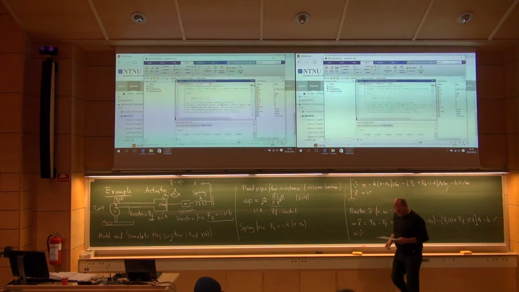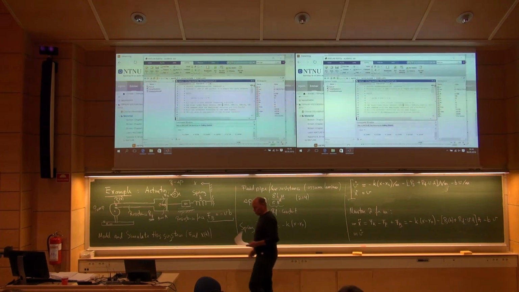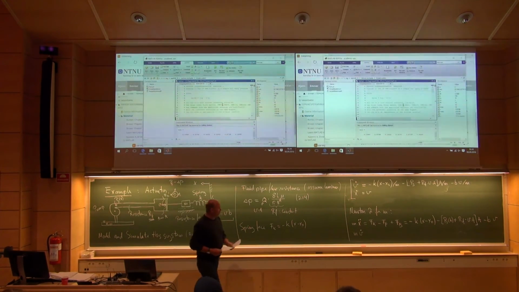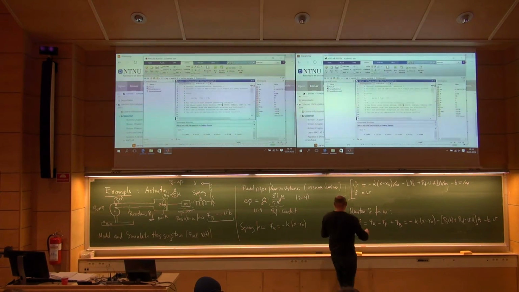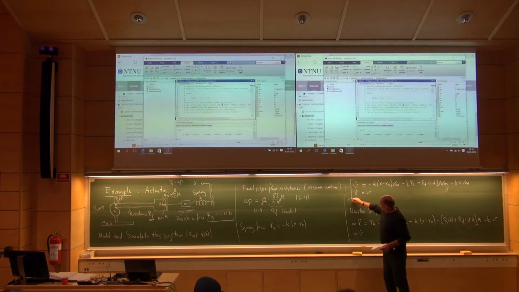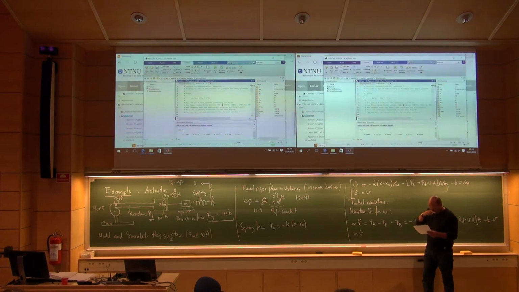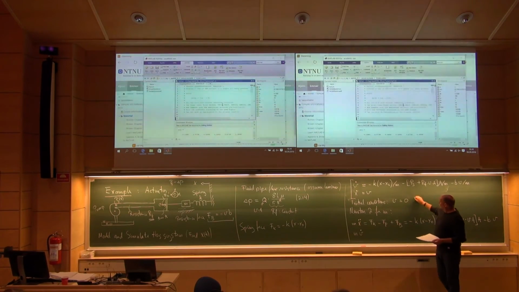And now we are ready to do the programming, actually. Well, not entirely true. We need something else as well. We need initial conditions. So we do it easy. Zero velocity when we have the position x equals x0.